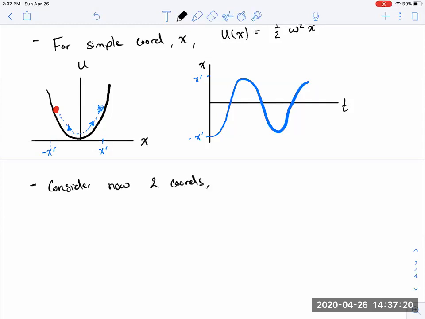Both of which are periodic, or both of which are harmonic. So we have some potential energy defined as a function of both of them, which is just a sum of a harmonic in that x1 and a harmonic in that x2. Something like that.